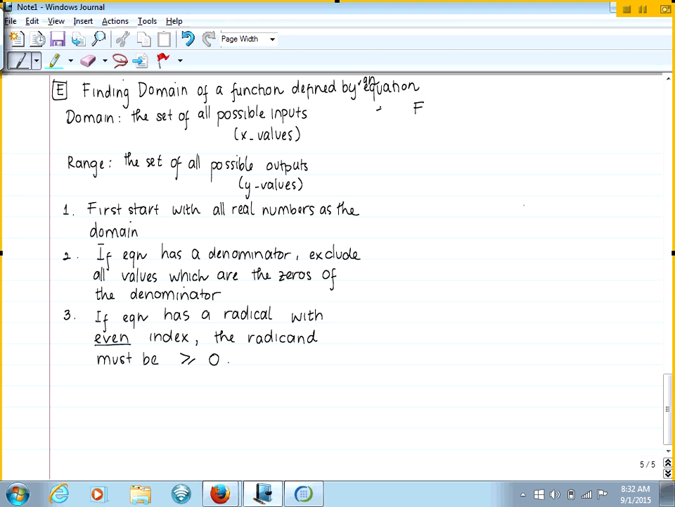So number 1, find the domain. So for example, find the domain. Number 1. Maybe I should close the door because it's a little noisy.